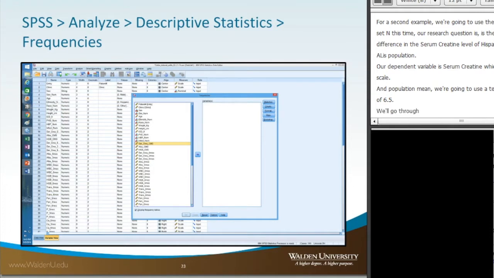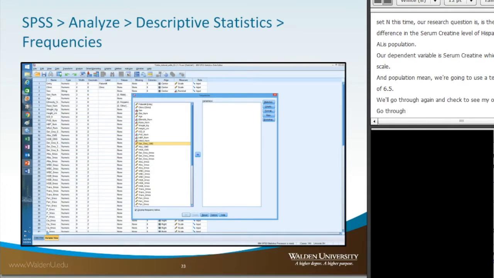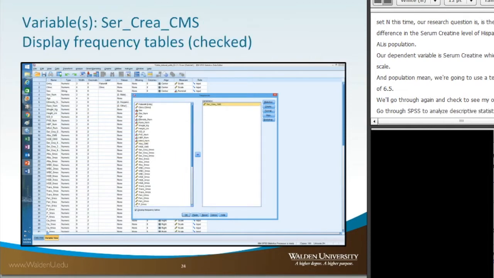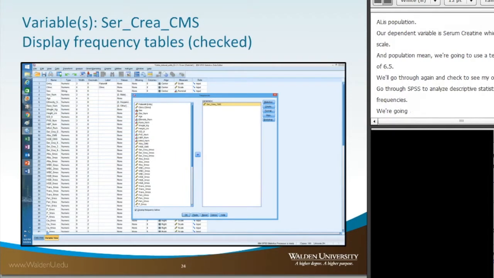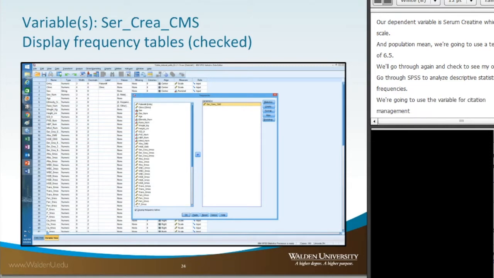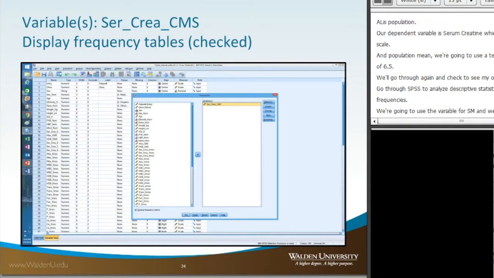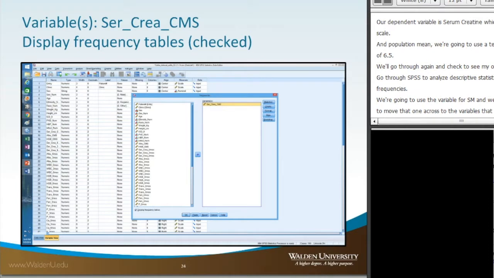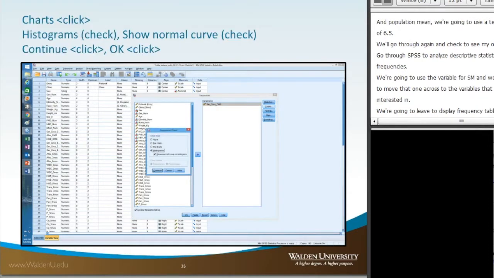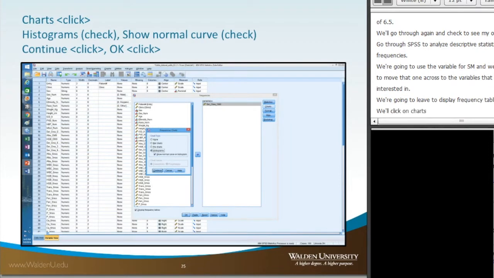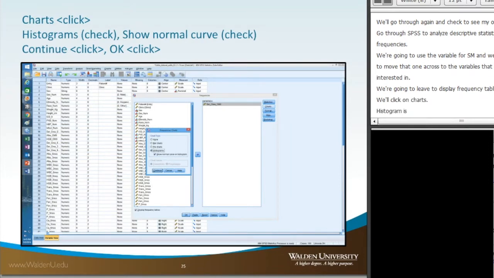So we go through SPSS to Analyze, Descriptive Statistics, Frequencies. We're going to use the variable for serum creatinine, and we're going to move that one across to the variables that we're interested in. We're going to leave ticked the display frequency tables. We'll click on Charts. Histogram is checked, showing the normal curve. We click Continue and we click OK.